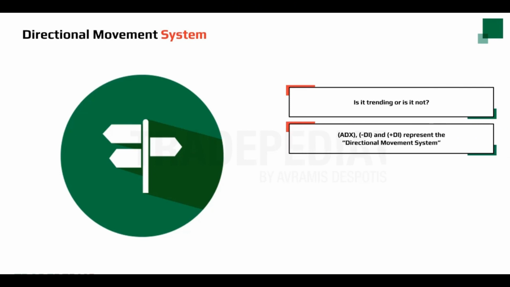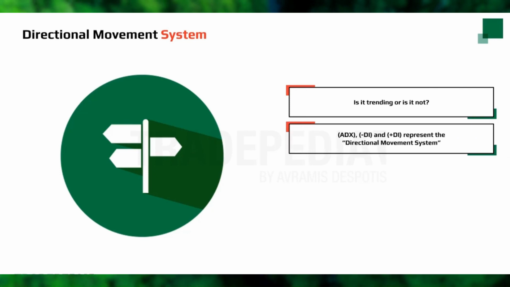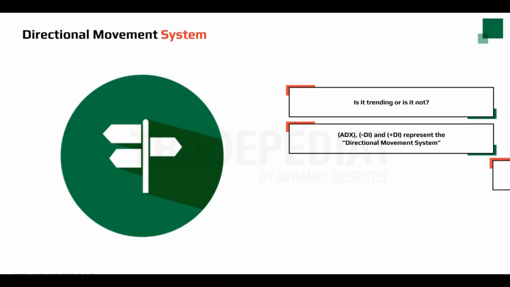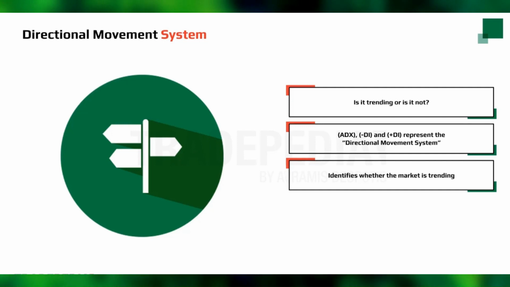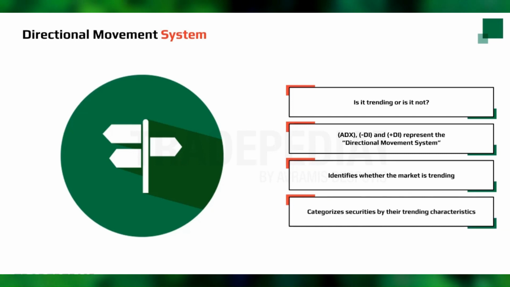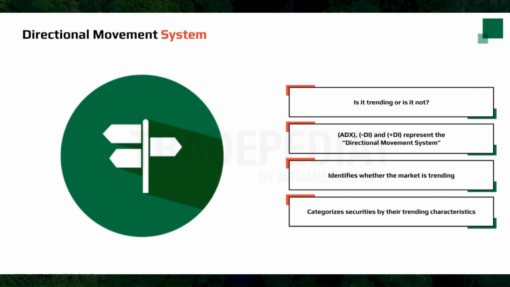The Average Directional Index, minus directional indicator and plus directional indicator represent the directional movement system. The key feature of the directional movement system is that it first identifies whether the market is trending before providing signals for trading the trend. Created by Wells Wilder, this indicator categorizes securities by their trending characteristics. The formula for the average directional system is quite complicated and is based on directional movement.